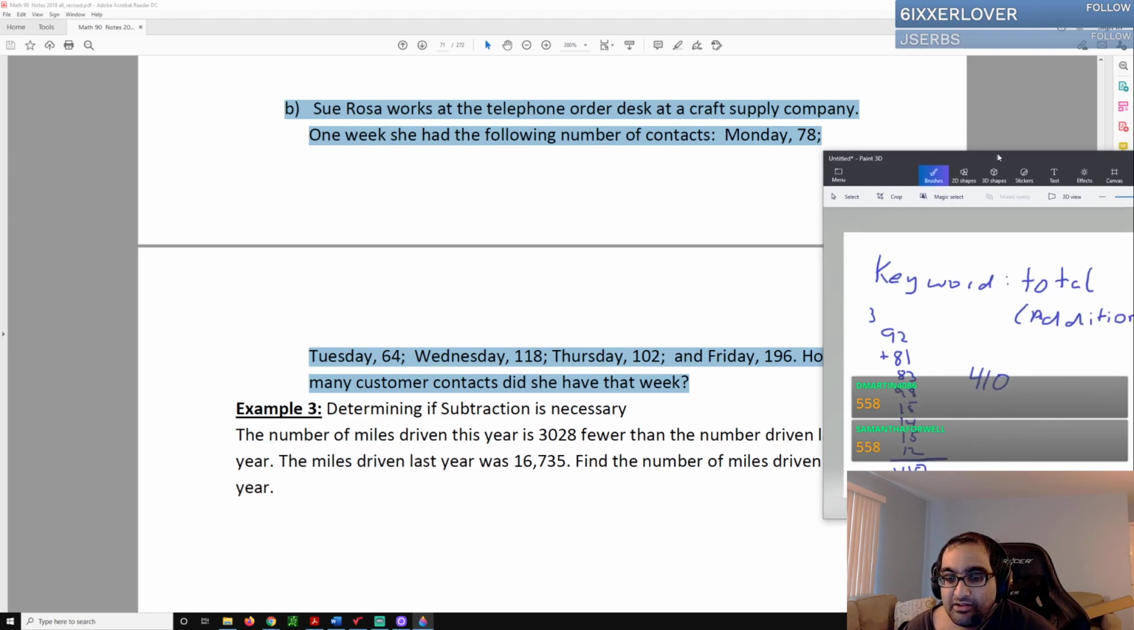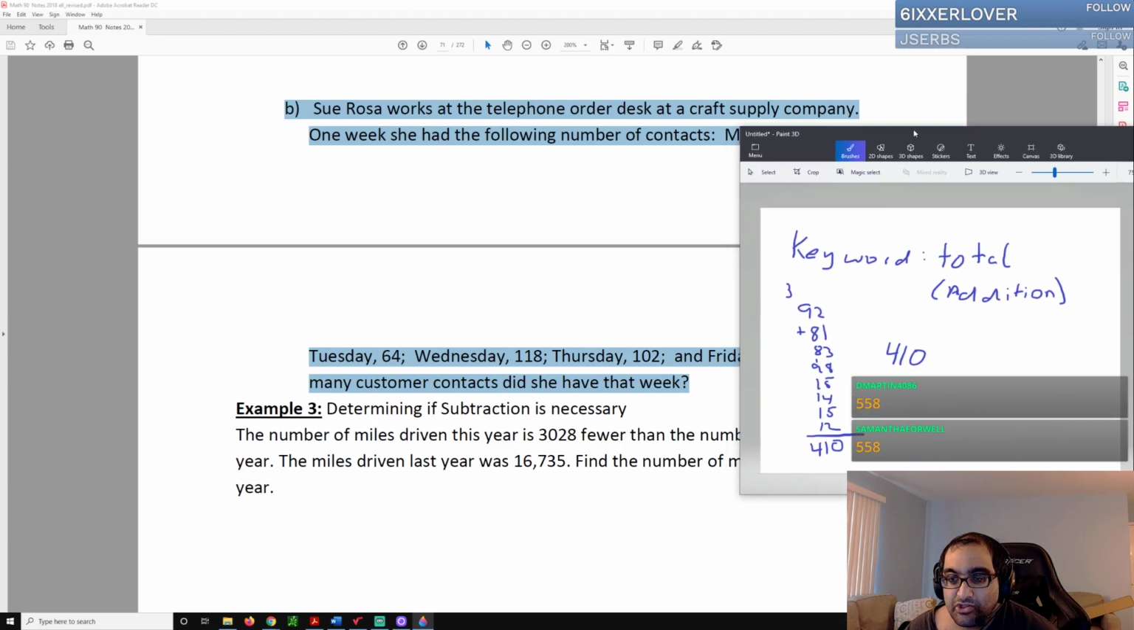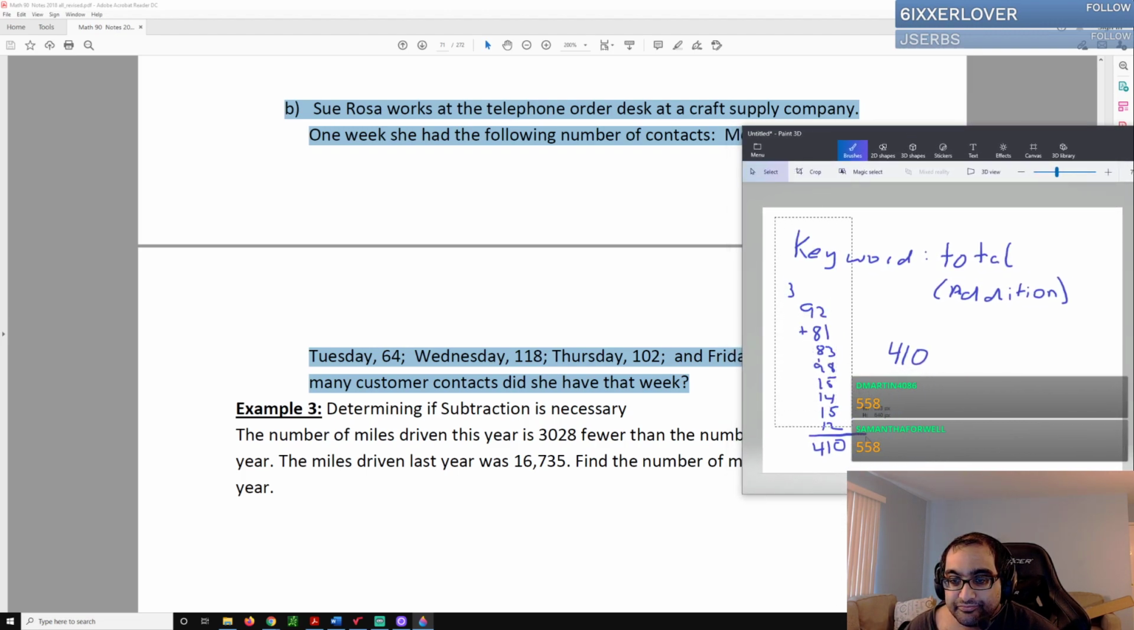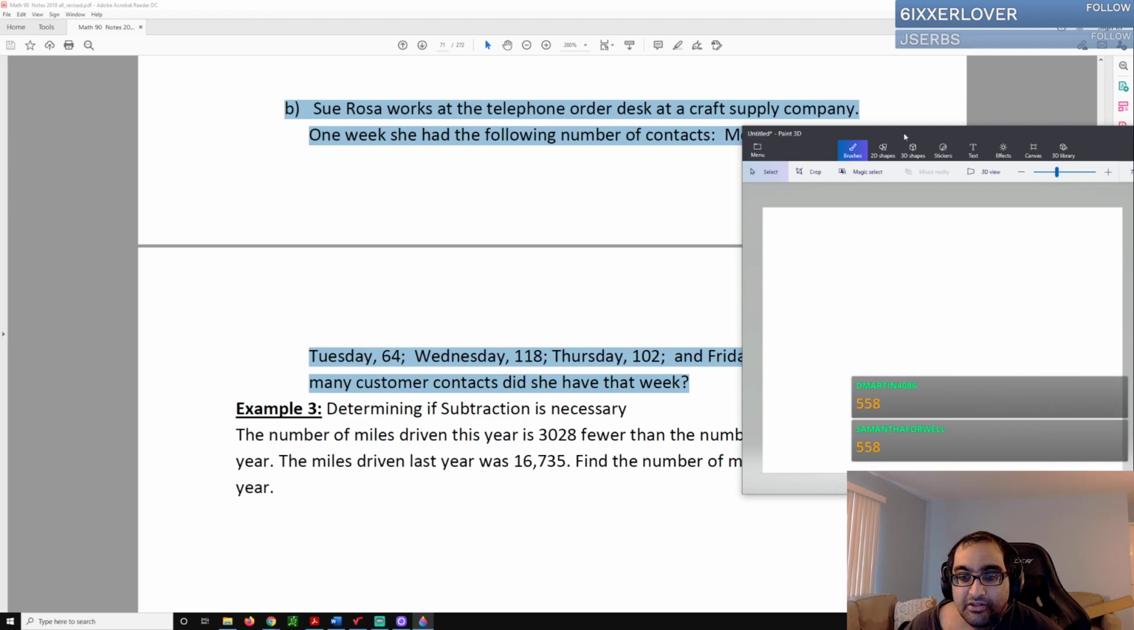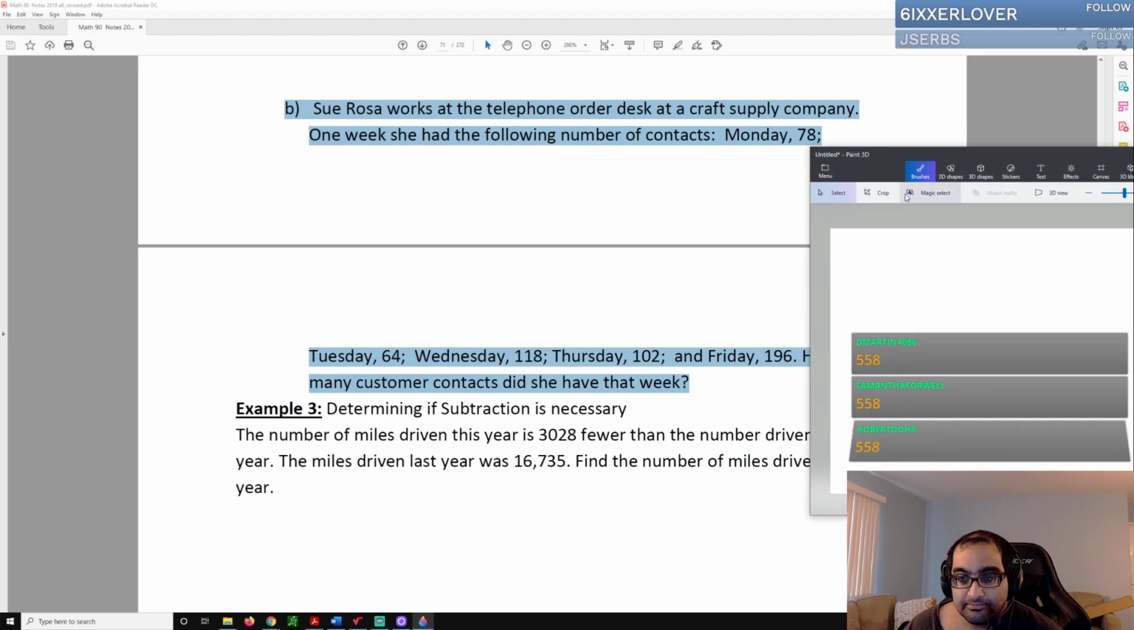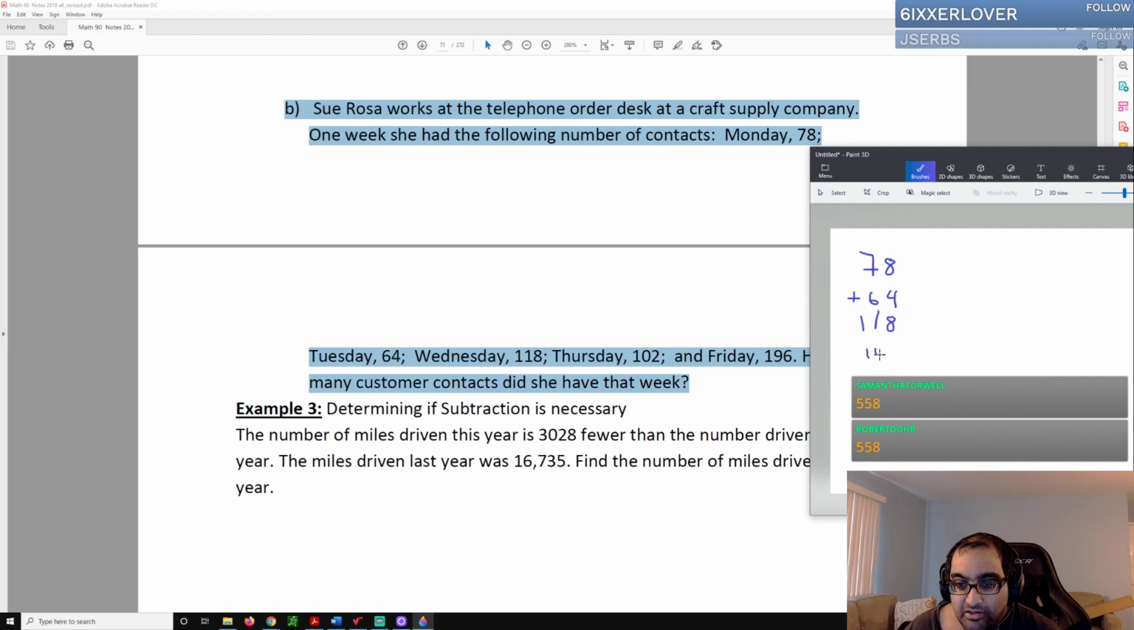Okay, let's go ahead and confirm that this is true. So let's take a look here. So we're going to add up these numbers here together. 78 plus, again, the 64 plus the 118, the 102, and 196. We add together slowly here. Let's see if we indeed get 558.